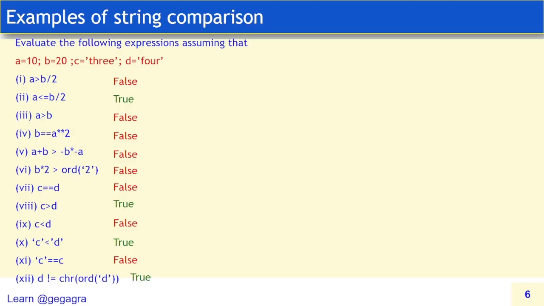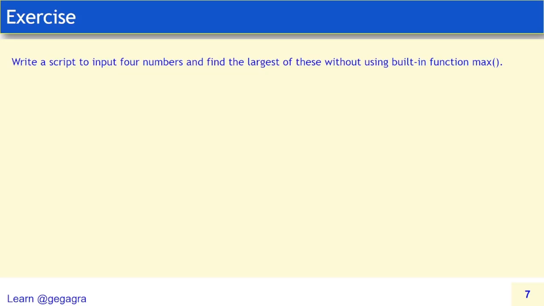Now next, here is the question: write a script to input 4 numbers and find the largest of these without using the built-in function max. Max is the built-in function in Python, and we don't have to use this max function here. The script of this program is given here, and apart from this code, I'll show you the video of how to evaluate this. So let's see.